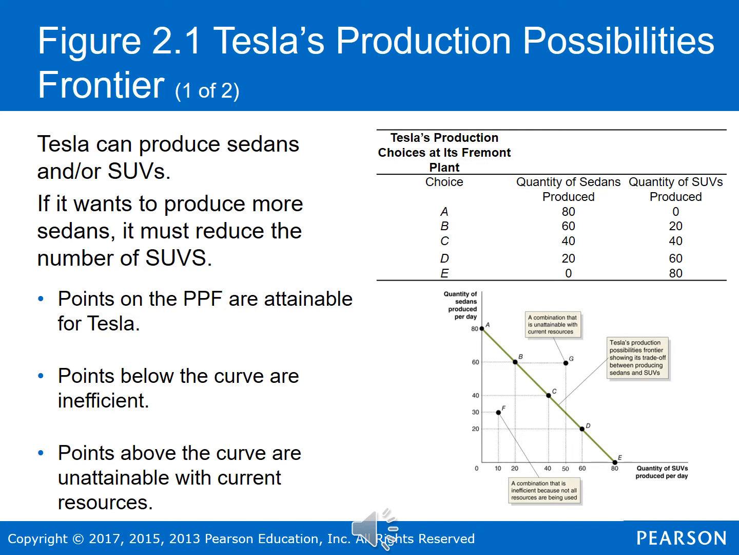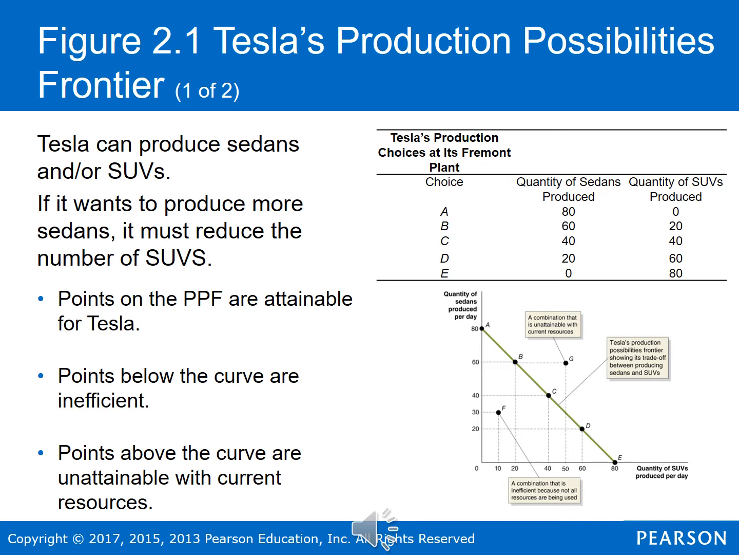On the other hand, points outside of that production possibility frontier, so to the right of the production possibility frontier, are not possible. So, for instance, point G, which is 60 sedans and 50 SUVs, that's impossible for Tesla to produce, given their current level of technology and the resources they have available. So, as a general rule, anything to the left of the production possibilities frontier, anything inside of that, is going to be possible but inefficient. Anything to the right or to the outside of the production possibilities frontier is going to be impossible at the current technology and resources that they have.